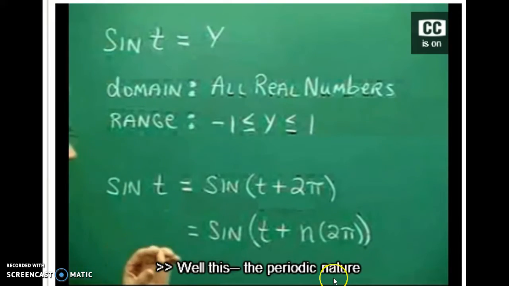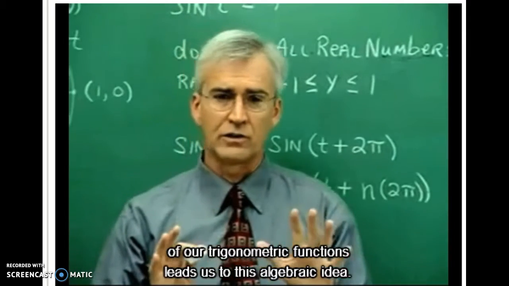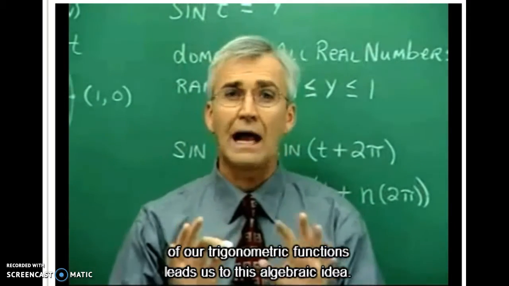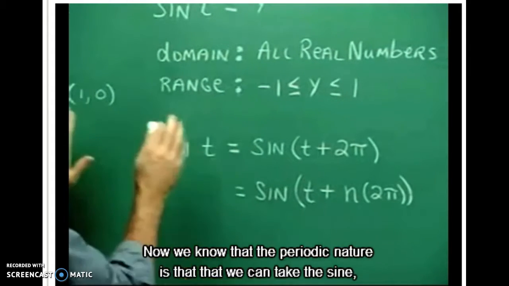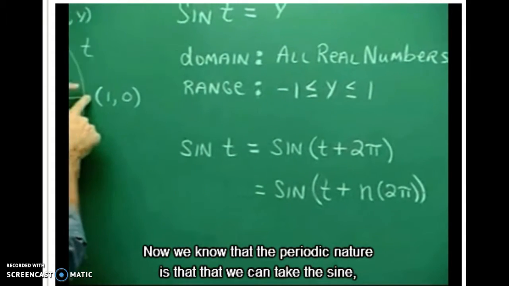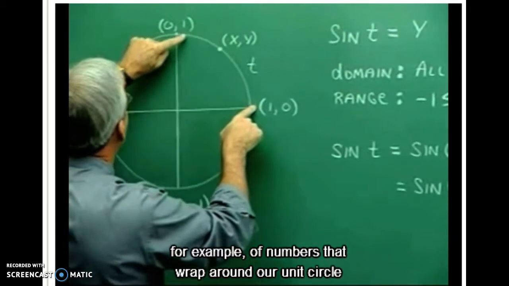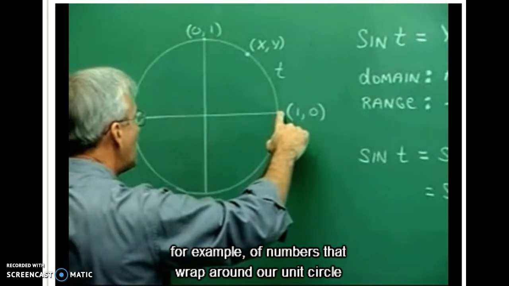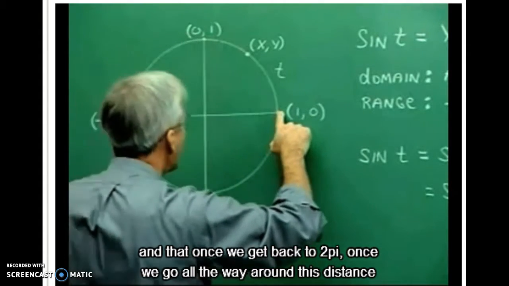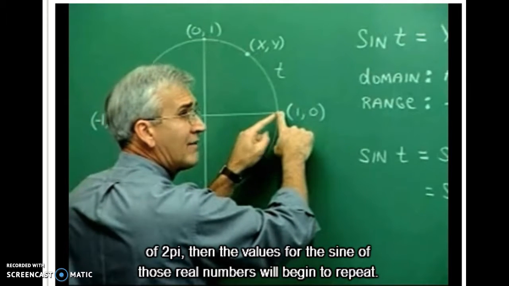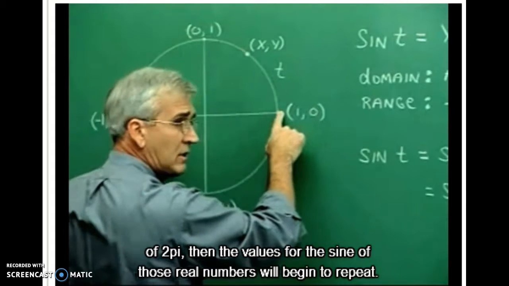Well, the periodic nature of our trigonometric functions leads us to this algebraic idea. Now, we know that the periodic nature is that we can take the sine, for example, of numbers that wrap around our unit circle, and that once we get back to 2 pi, once we go all the way around this distance of 2 pi, then the values for the sine of those real numbers will begin to repeat.